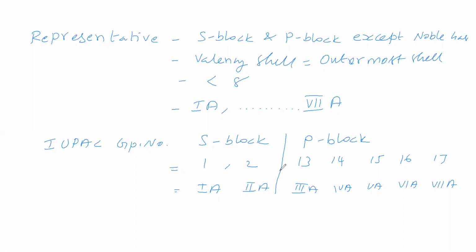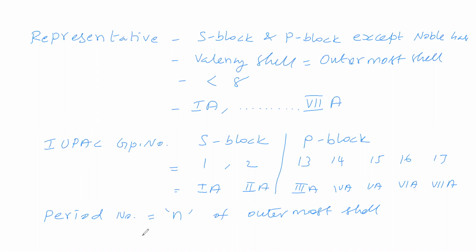Period number means the principal quantum number of the outermost shell, for whatever the element. Period number is equal to the principal quantum number of the outermost shell. For whatever the element in the whole periodic table, the outermost shell principal quantum number is nothing but the period number. That's all. So for representative elements, we have to find it like this.